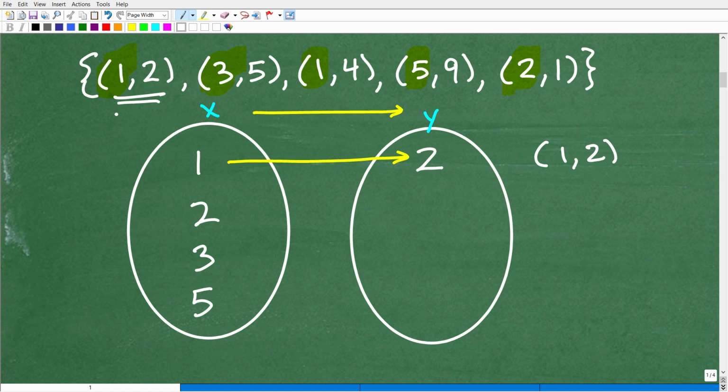All right, let's move on. That's that point. Let's keep this in order. Let's go to where we have a 2 and a 1.